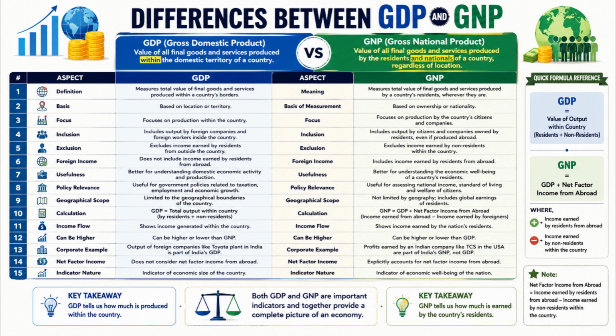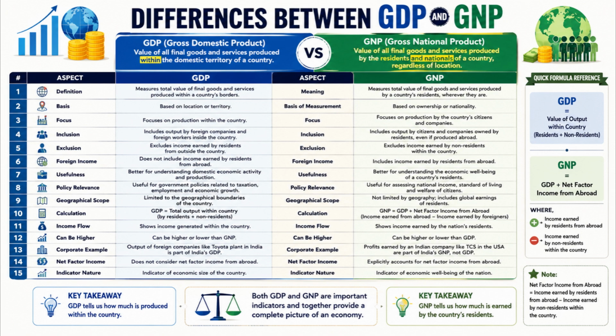Number 11. GDP shows income generated within the country's borders, whereas GNP shows income earned by the nation's residents irrespective of location. Number 12. GDP can be either higher or lower than GNP depending on the flow of international income, whereas GNP can also be higher or lower than GDP based on net foreign earnings.